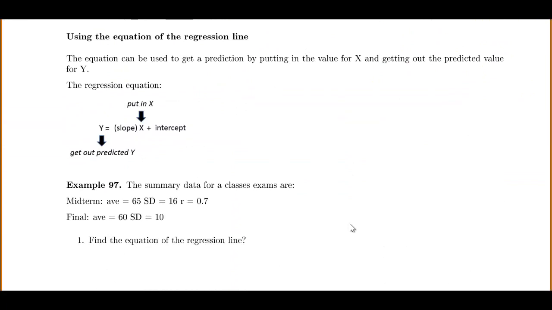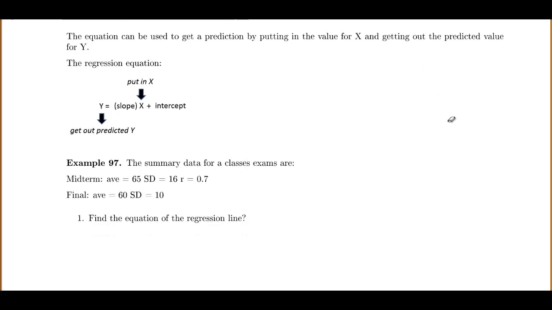Now, how can we use the equation of a regression line? It's very useful actually. We can use it to get predictions. All we have to do is put in our value for x and then we get out our predicted value of y. So again, the equation of our line is y equals our slope times x plus our intercept. If you put in an x value, then you get out the predicted y value.